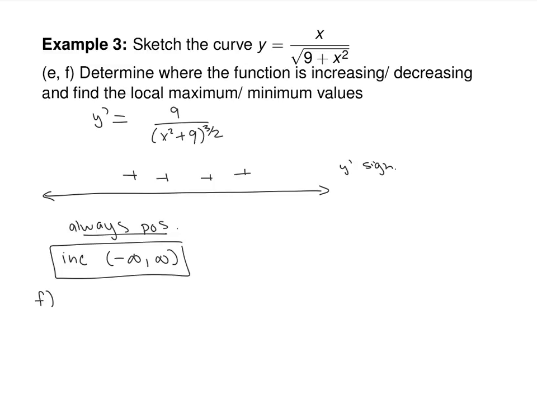And part F, max min. Since this function is always increasing, there are none. My point with that is don't go making up places the derivative is 0 if there aren't any. It is possible for there to be none. Okay.